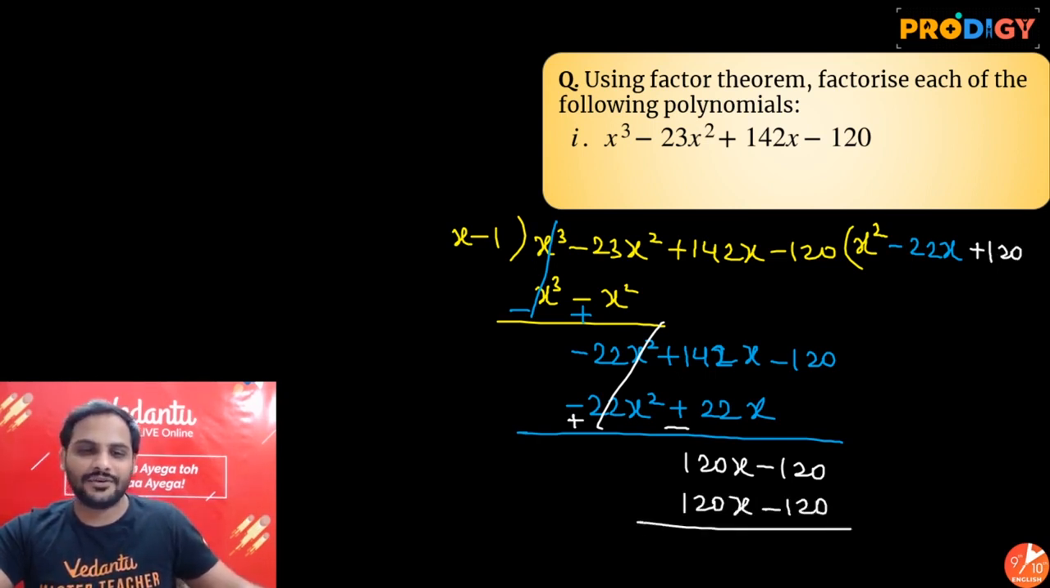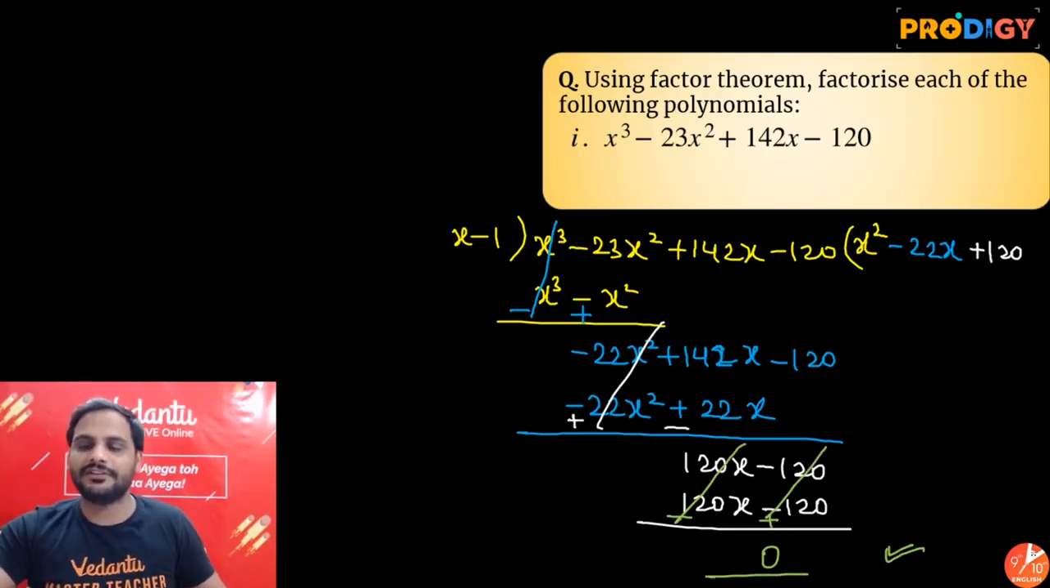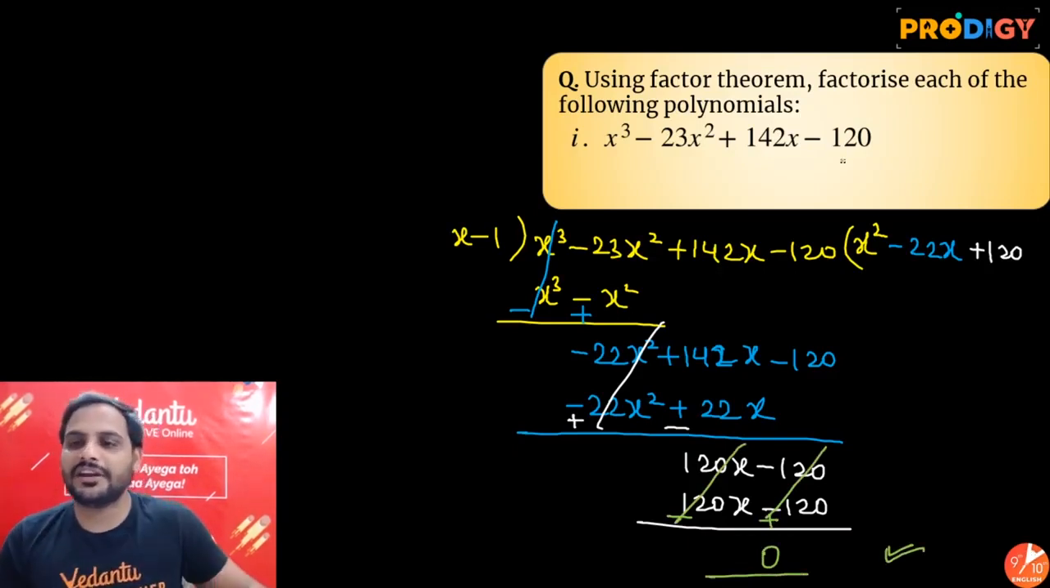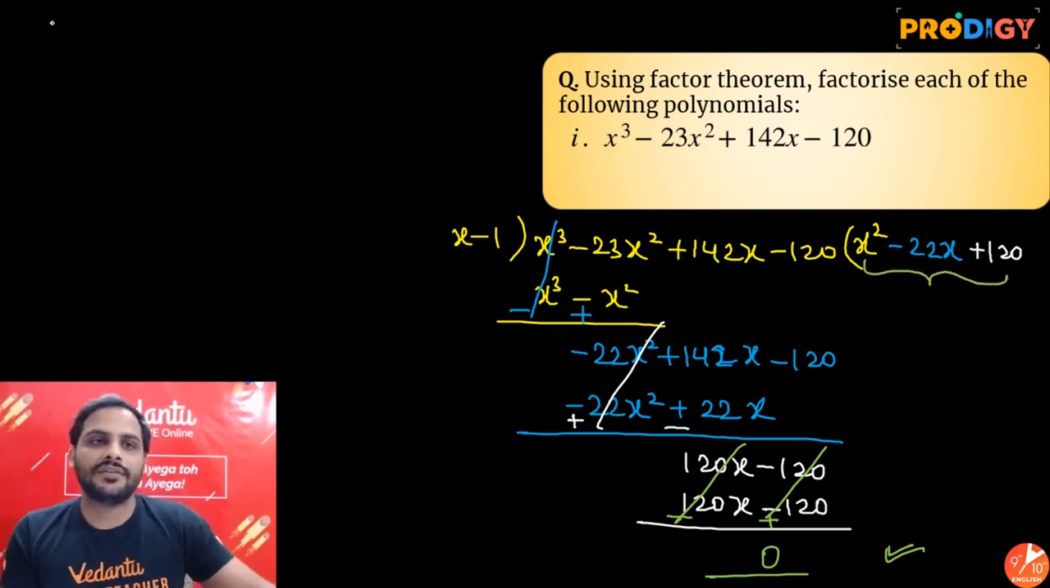Alright, so now you can clearly see that it will become minus, it will become plus, both got cancelled, the remainder is 0, that means my division is correct. So the remaining two factors are now the factorization of this polynomial. So we have x square minus 22x plus 120. Let us factorize this.